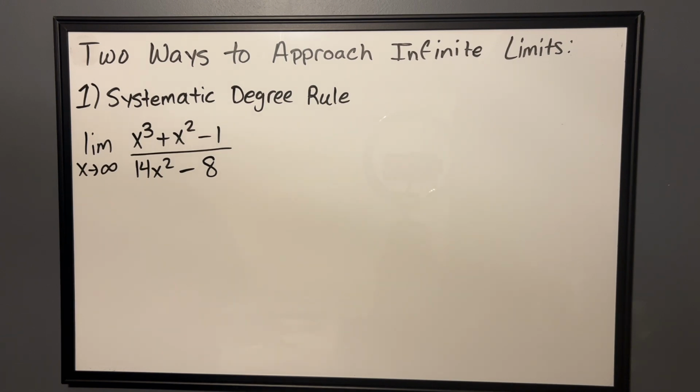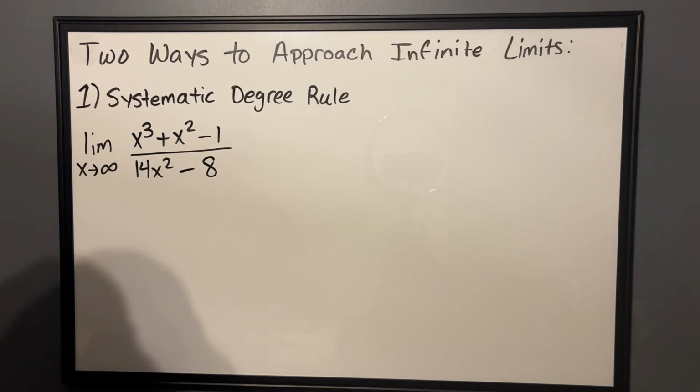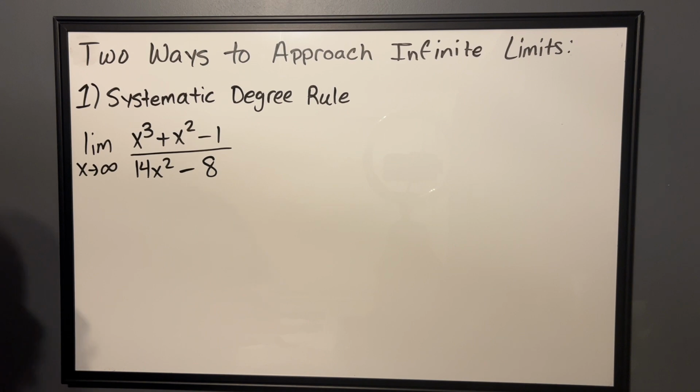Okay, so here we have the limit as x goes to infinity of x cubed plus x squared minus 1 over 14x squared minus 8. Now, like I said, if you want to try this, of course, feel free to do it, but this one is actually a little bit different. If you don't know what to do, if you get stuck, then I'm going to be doing the solution right here. So pause if you want to, but if not, I'm going to go ahead and get started. We're going to start this the same way that we do all the other ones, right?